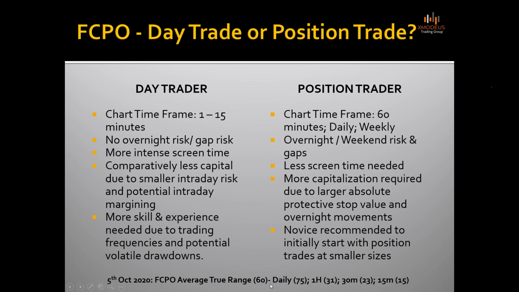And a quick look here at the average true range. These are the daily average ranges of FCPO, and this was on 5th October. You can see on the daily basis, the average true range is 75 points. The high-low range is 75 points, and that's a lot. Even for hourly it is 31, 30 minutes 23, and 15 minutes is 15 points. So it's a very volatile and very good market to trade for FCPO.